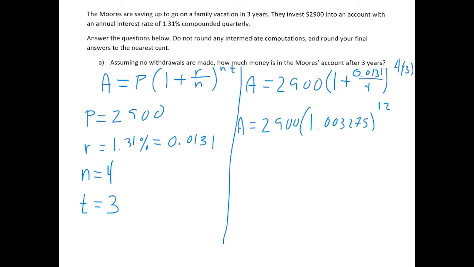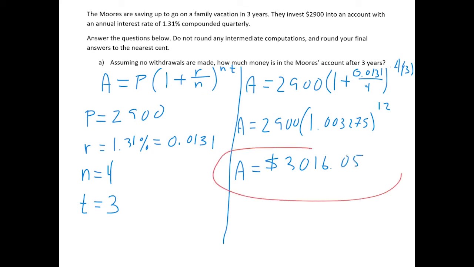And then plugging all that into a calculator and rounding off to the nearest cent, because that's what the answer is supposed to be in, we'll get that the amount in the account is going to be $3,016.05. Okay, and so there is the final answer for this problem. Again, I didn't round anything off until the very end, but then at the end I rounded off to the nearest cent, that is to the second decimal place.